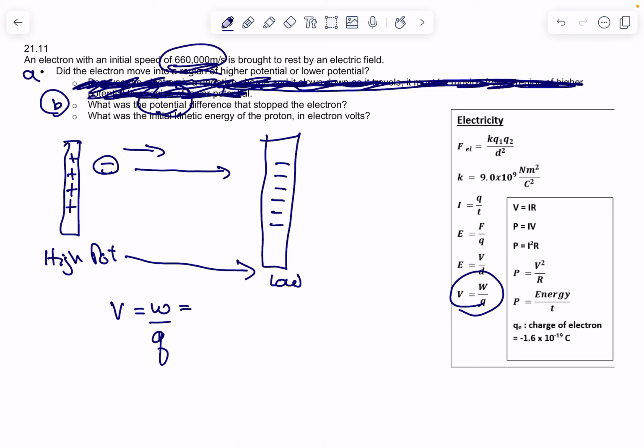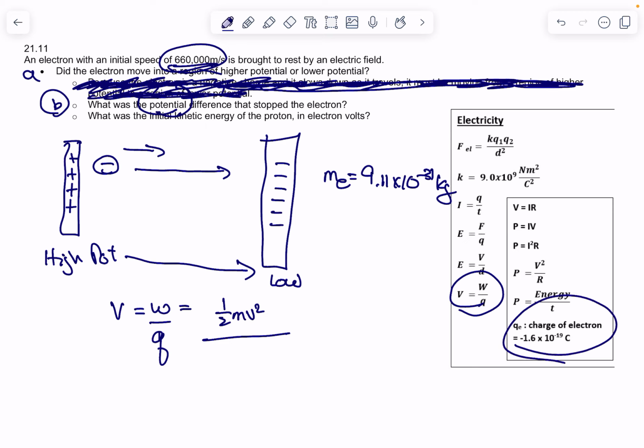And we have a speed right here. So you can say 1/2 mv squared. It doesn't say, by the way, so you'll have to look up the mass of an electron. The mass of an electron, I'll just give it to you here, is 9.11 times 10 to the minus 31 kilograms. You know the velocity, and you'll divide by the charge, and they gave you the charge. Now it's one electron, so the charge on one electron is this number right here. That number goes on here, and that will give you your voltage.